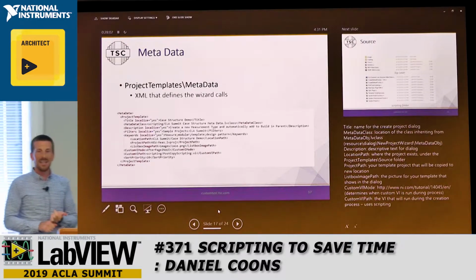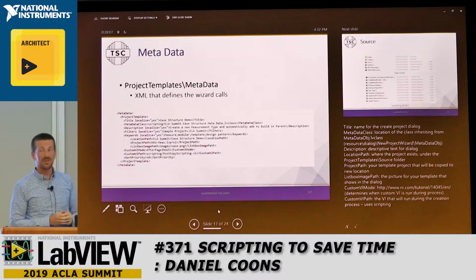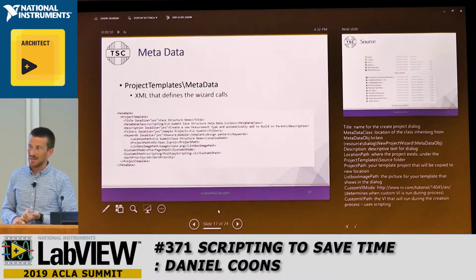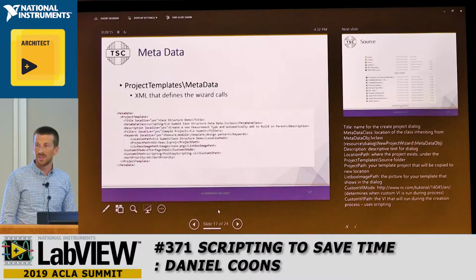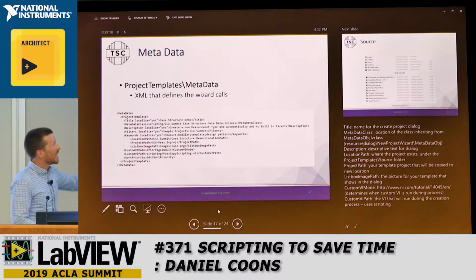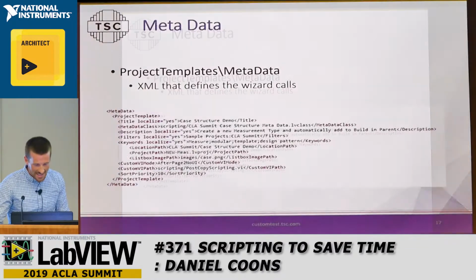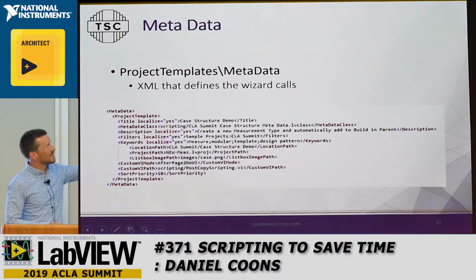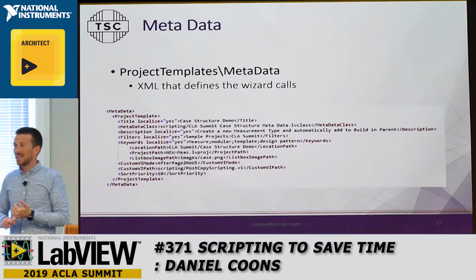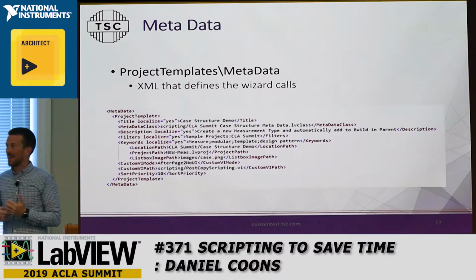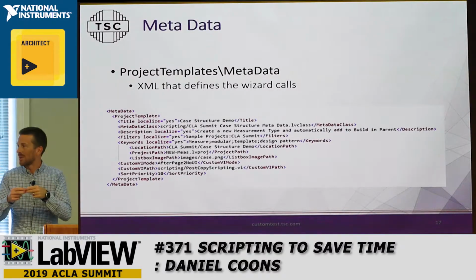There are 2 main components that you need. One goes in the metadata folder. Wherever LabVIEW gets installed, there's a project templates metadata folder inside of there. This is an XML file that defines the wizard calls. We have all of these different components inside of our XML. There's a link at the end of my presentation to the site on the NI webpage that tells you what each of these meta tags is. But basically, this is defining where everything exists.